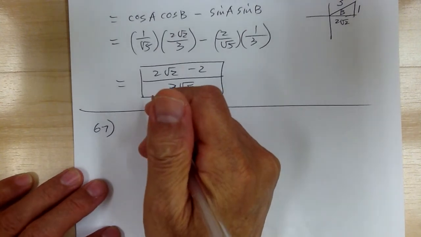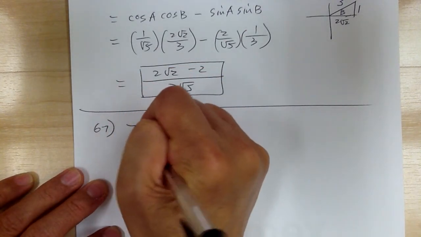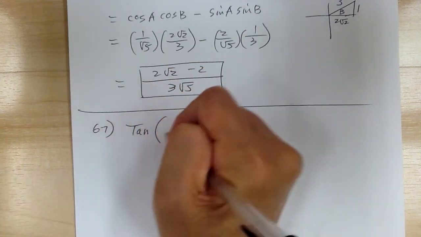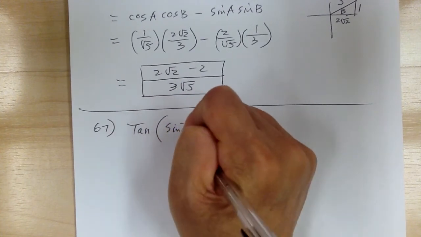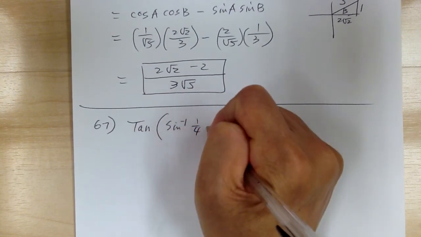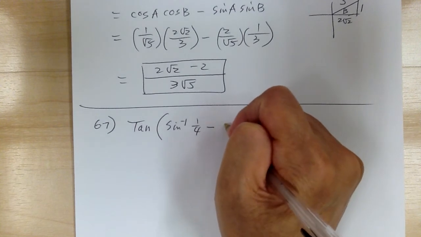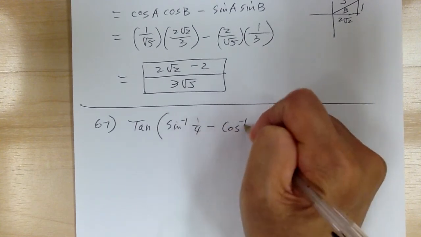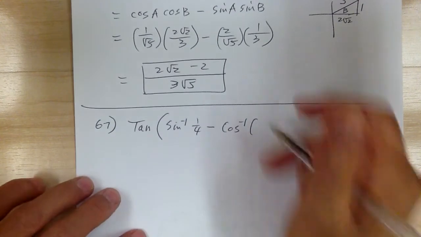Okay, let's go to 67. You have tangent of inverse sine of 1/4 minus inverse cosine of 1/4.